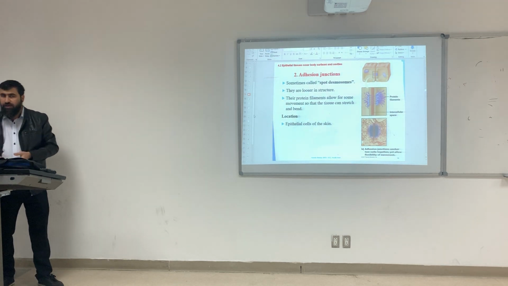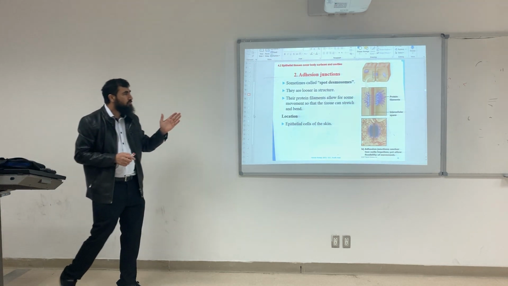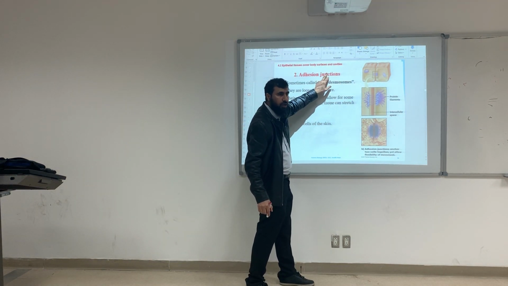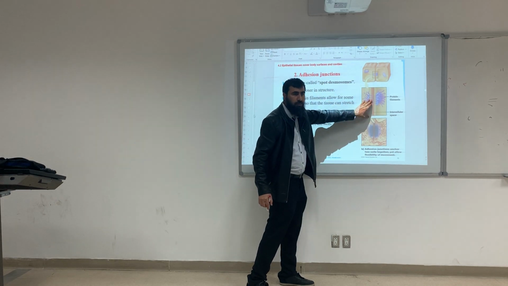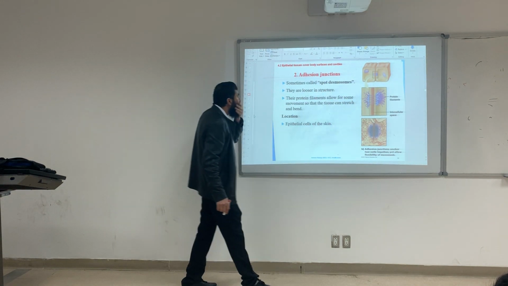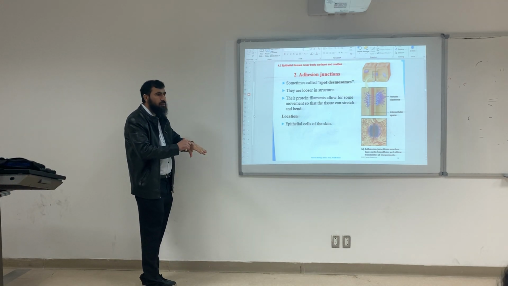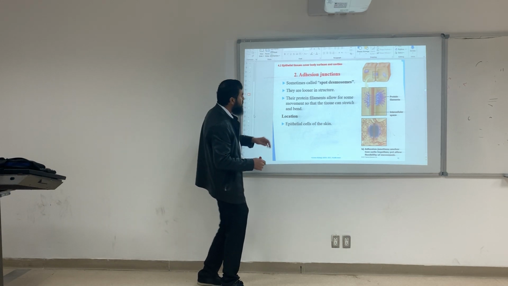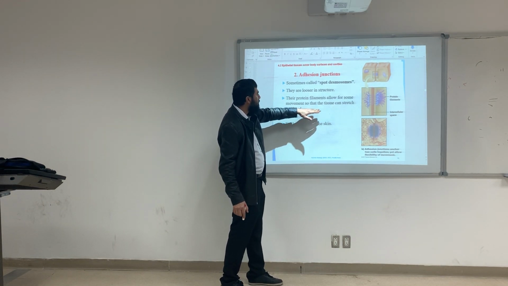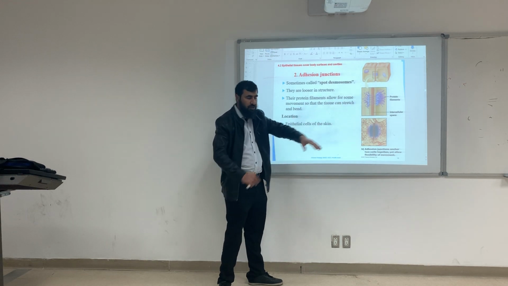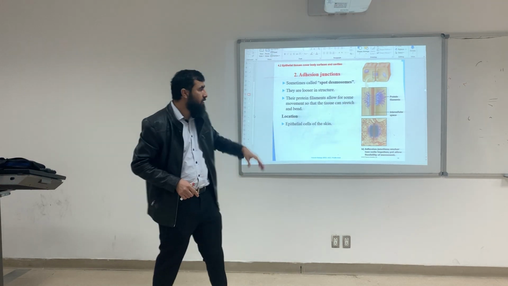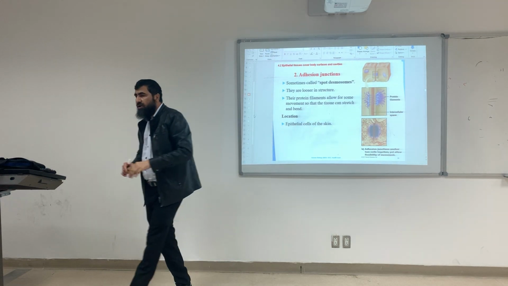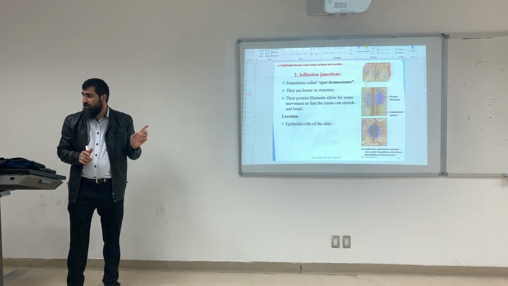So it's leaking, okay? Then you have the adhesion junction, also called the spot desmosome, same name for the same molecule, okay? You find this in the skin. It helps to bind the tissues but also makes them more flexible, so they can stretch. The skin can stretch because of the adhesion junctions, alright? They're not as strong as the tight junctions, okay?